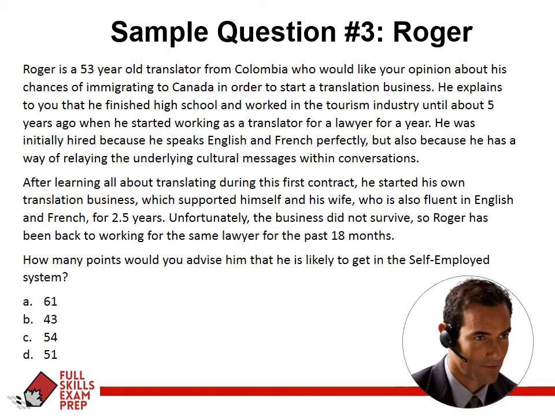After learning all about translating during this first contract, he started his own translation business, which supported himself and his wife, who is also fluent in English and French, for 2 years. Unfortunately, the business did not survive, so Roger has been back to working for the same lawyer for the past 24 months. How many points would you advise him that he is likely to get in the self-employed system? And we have our 4 options here. We have 61. For B, we have 43. For C, we have 54. And for D, we have 51.